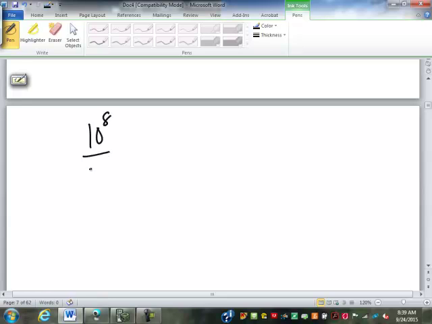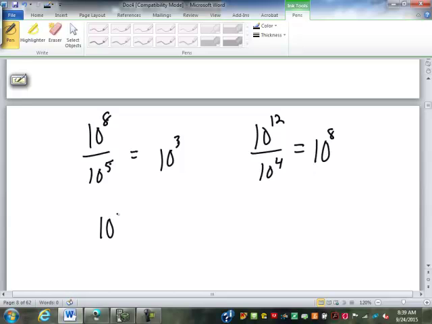How about 10 to the 8th divided by 10 to the 5th? Well, that became 10 to the 3rd. When we're dividing exponents, the powers are subtracted. 8 minus 5 is 3. So 10 to the 12th divided by 10 to the 4th is going to give us 10 to the 8th. Good. 12 minus 4 is 8. 10 to the 23rd divided by 10 to the 19th is 10 to the 4th. Good.